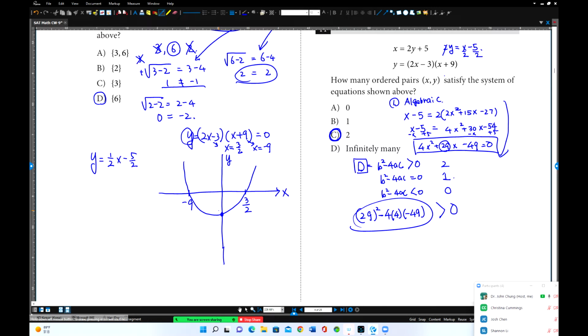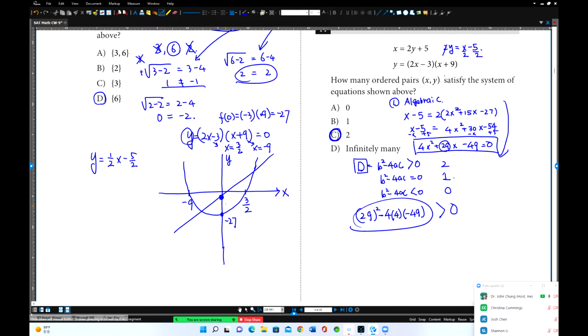We need to find the y-intercept of this quadratic. When x equals 0, how much is it? 0 minus 3 is minus 3. 0 plus 9 is 9. Negative 3 times 9, negative 27, right? This point is actually negative 27. That is the y-intercept. It's okay? What is this graph? The y-intercept is negative 5 over 2 over here. That's the slope over here.